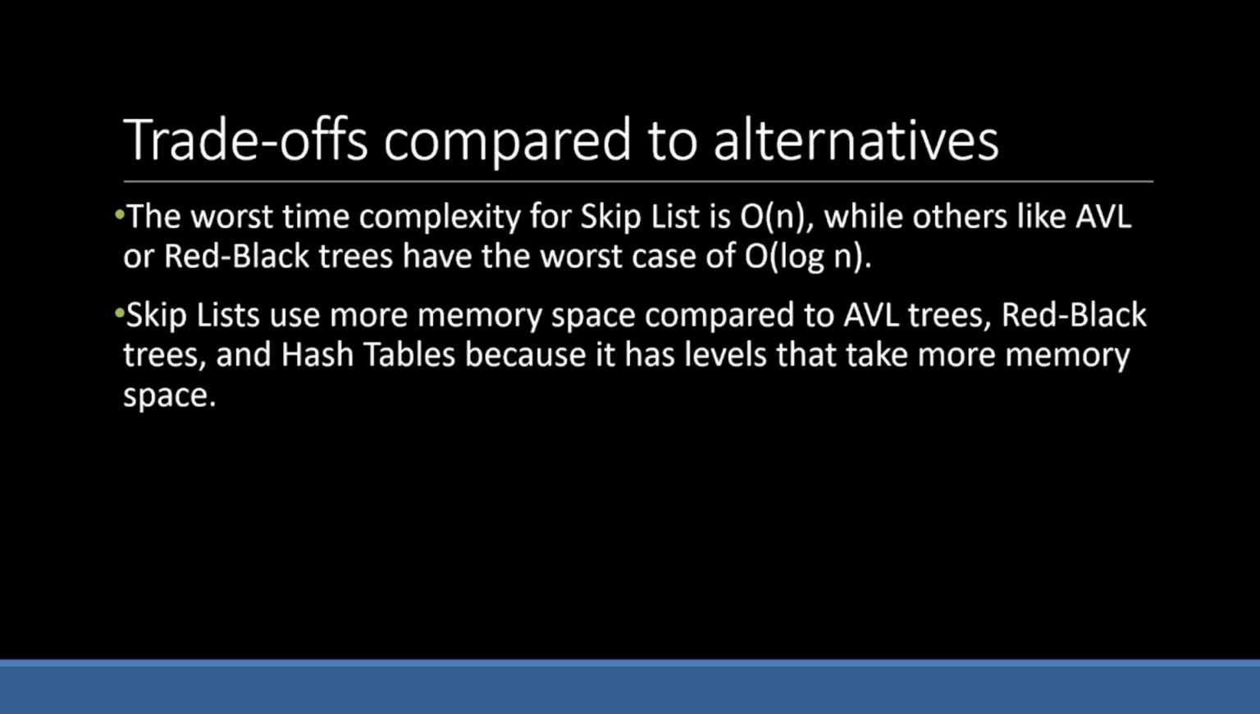Some of the trade-offs of skip list compared to alternative data structures are that skip list has an average complexity of O(log n), but has a worst time complexity of O(n), while others like AVL or red-black trees have a worst case of O(log n). So in this case, if the worst case complexity is very important to you, you might want to use other data structures like AVL and red-black trees, which have better worst case complexity. Skip list can use more memory space compared to AVL trees, red-black trees, and hash tables because it has levels that take more memory space.